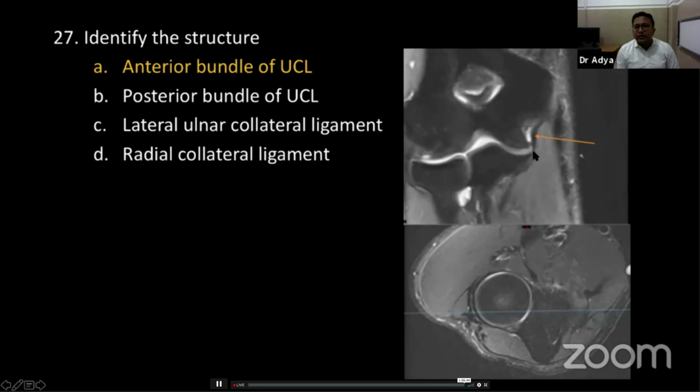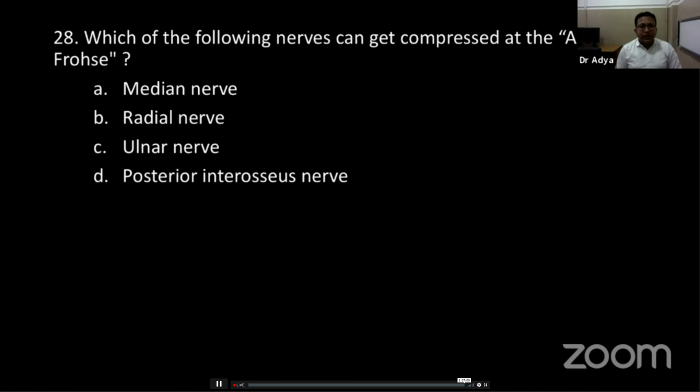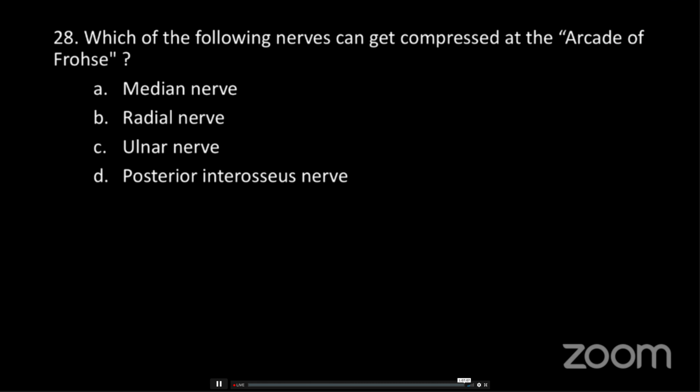Next question, 28. Which of the following nerves can get compressed at the arcade of Rose? Whether it is A, median nerve, B, radial nerve, C, ulnar nerve, or D, posterior interosseous nerve. Live, sir.